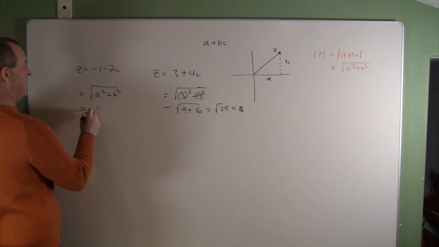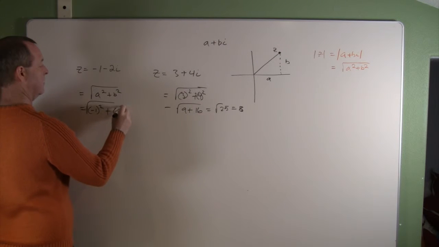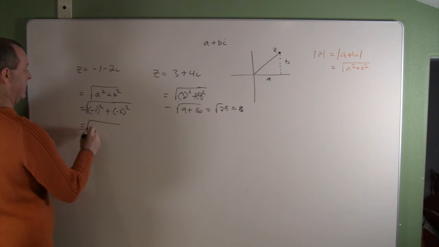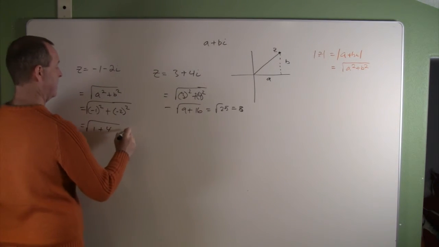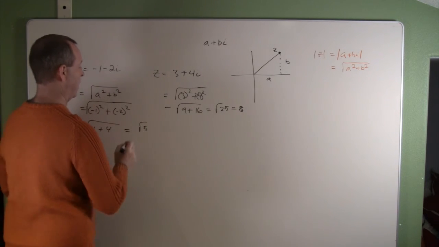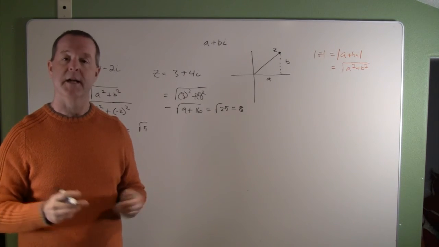A is -1 plus the B, which is -2. -1 squared is 1, plus -2 squared is 4, and that gives me the square root of 5. So the absolute value of that particular point is the square root of 5.